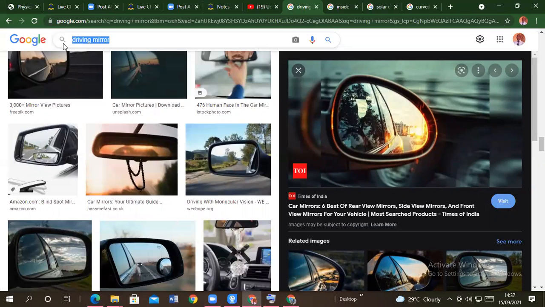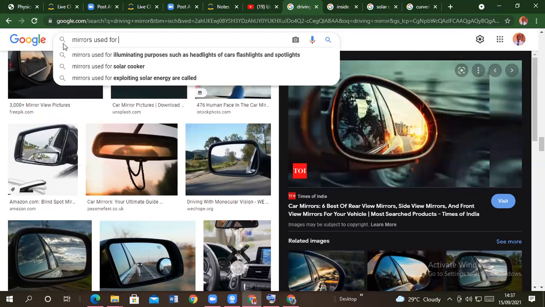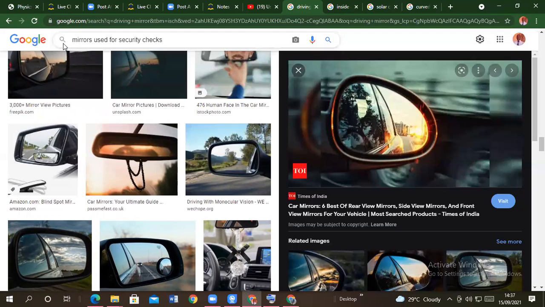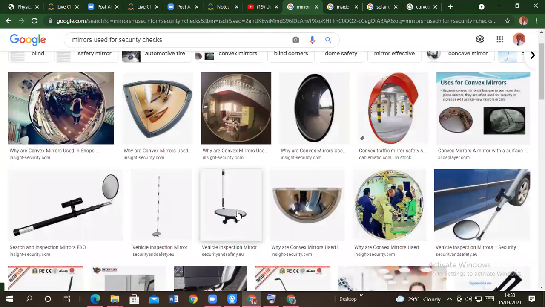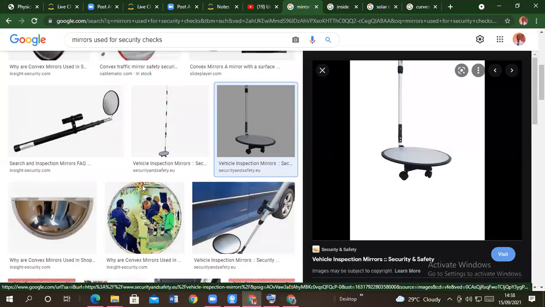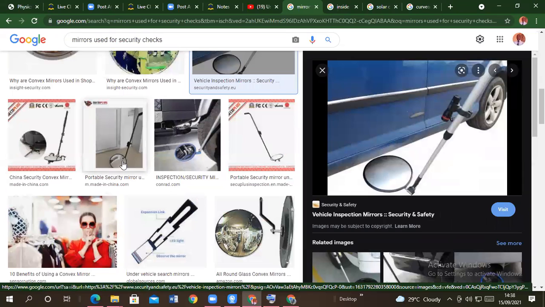So we can say mirrors used for security checks. Okay, this kind of mirror, you have seen these mirrors here. You can see how it is curved. So they are convex mirrors, used under the vehicle to observe what is there.